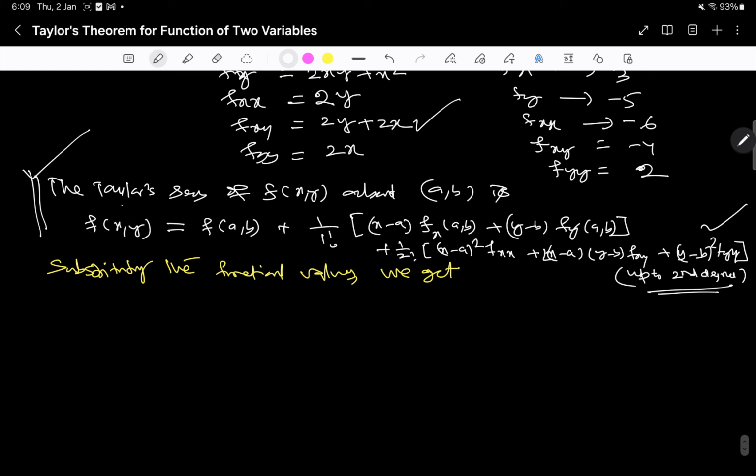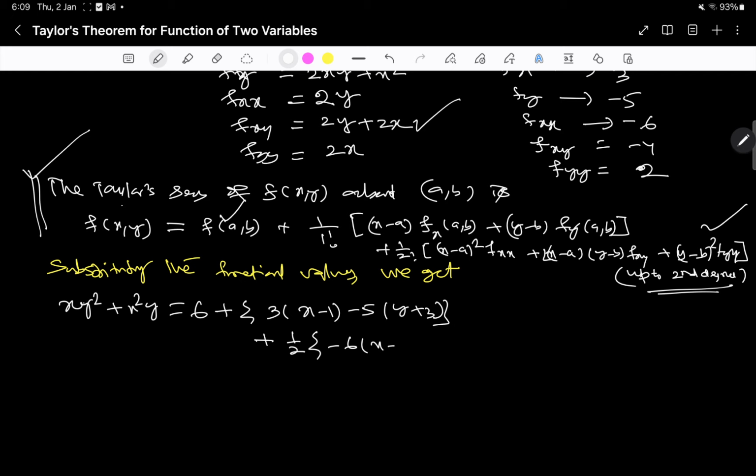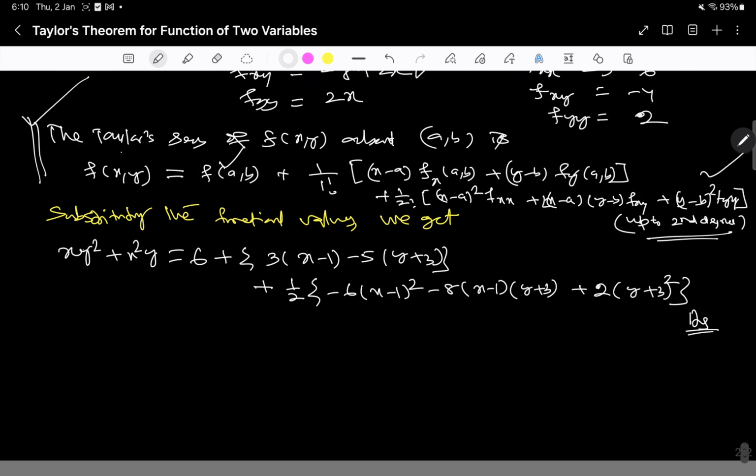So substituting the values, we get the function xy square plus x square y approximated as f of ab, which is 6, plus 3 times x minus 1 minus 5 times y plus 3, the second term. My third term will be 1 by 2 into minus 6 into x minus 1 square minus 8 into x minus 1 into y plus 3 plus 2 times y plus 3 square. So this is the desired answer up to second degree. Let us solve one more example.